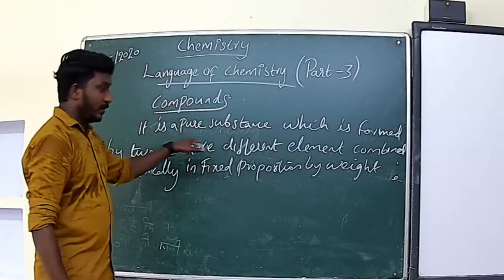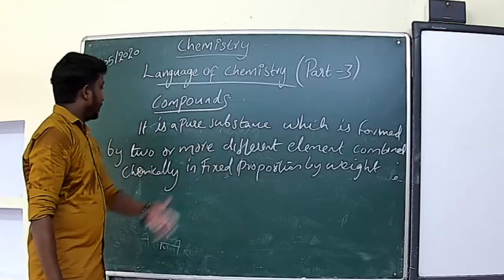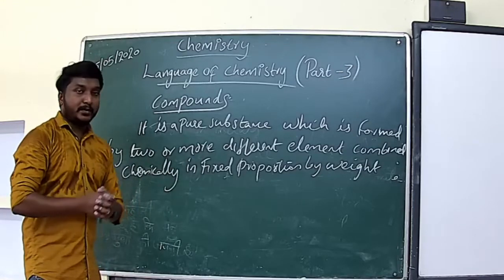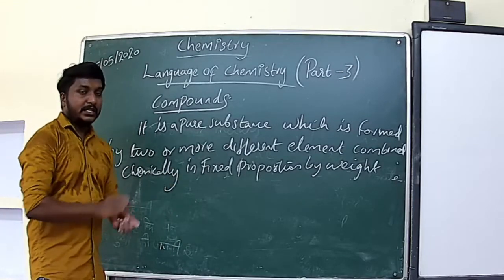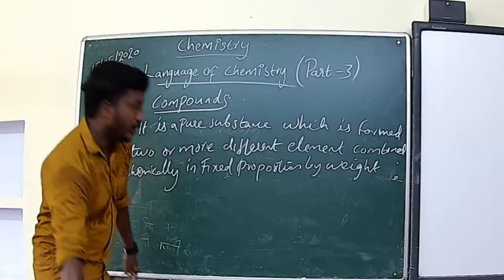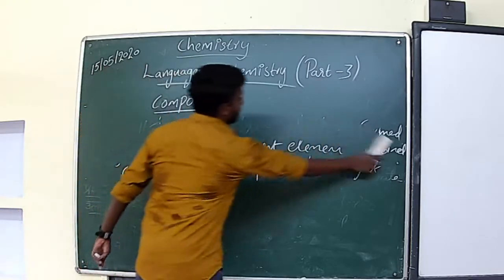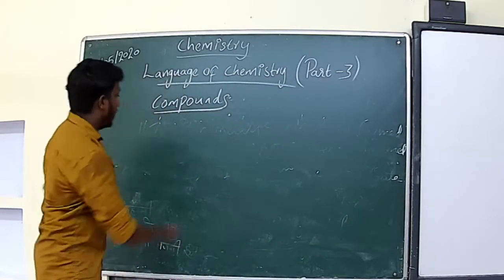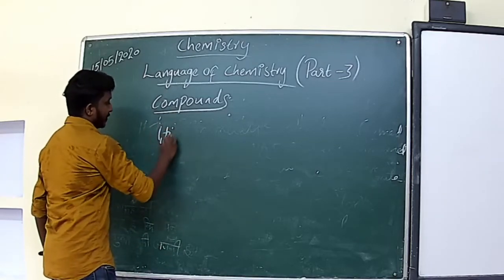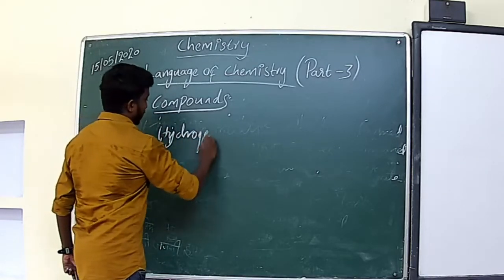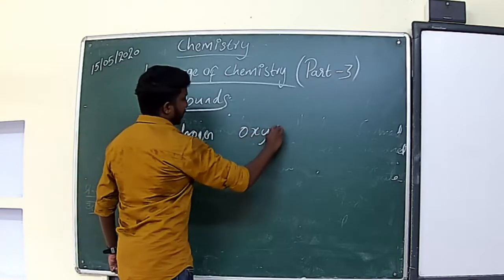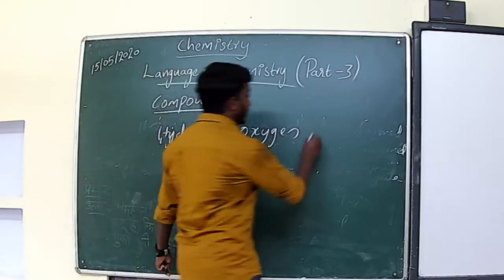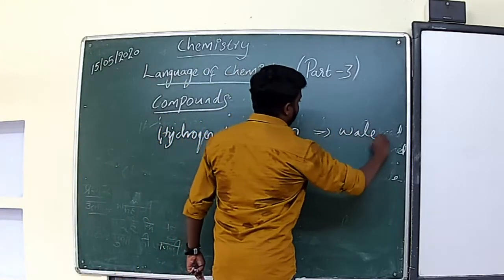So compound, it is a pure substance. Compounds are pure substances which are formed by two or more different elements combined chemically in a fixed proportion by weight. This is known as compound. So we can see the examples, then you will understand more about compounds. For example, hydrogen element and oxygen. When hydrogen element and oxygen element combine, we know what is the product. The product will be water, right?